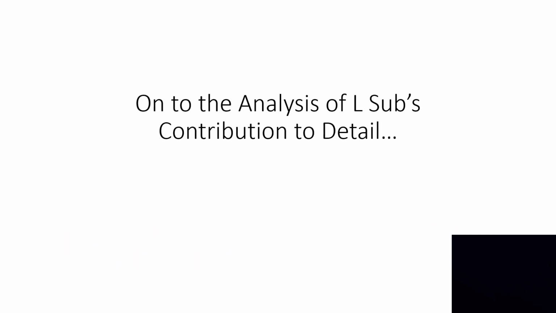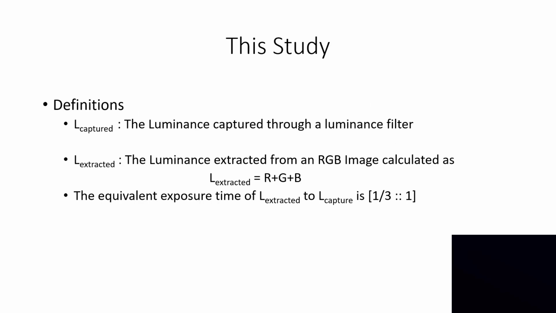So now on to analyses of some actual cases. I'm going to compare two different kinds of images. One is L captured, and this is the luminance captured through a luminance filter. Put a luminance filter in front of your camera and start taking those luminance subs, and stack them all together and stretch them. That's L captured. Then there's L extracted. That's the luminance extracted from an RGB image.